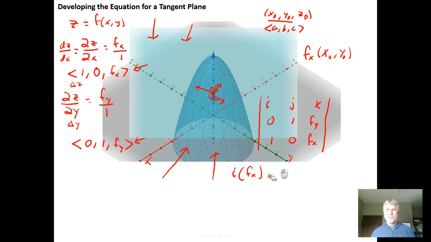Plus, so actually it's minus, we get minus, and then we do j times, we cross the column and the row, we do 0 times f sub x minus f sub y times 1 is minus f sub y. And then we get plus k, we strike row 1, column 3, we get 0 times 0 minus 1 times 1 is negative 1. So we wind up with the vector, if we write this in component form, we get f sub x, the opposite of a negative is going to be f sub y, comma, and we get a negative 1.